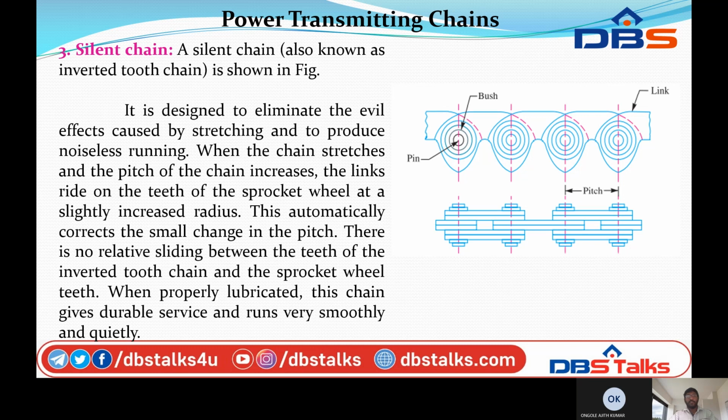So next, the third one is the silent chain. A silent chain is also known as an inverted tooth chain. As shown in the figure, it has the arrangement of pins, bushes and links. The distance between the two pins is the pitch.